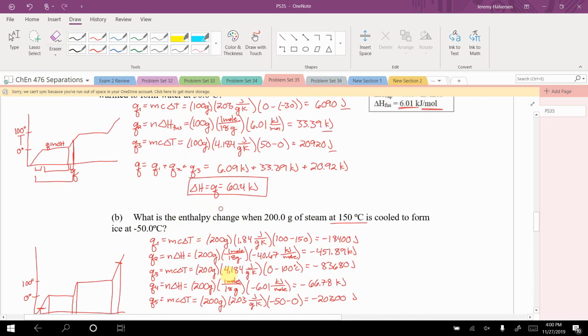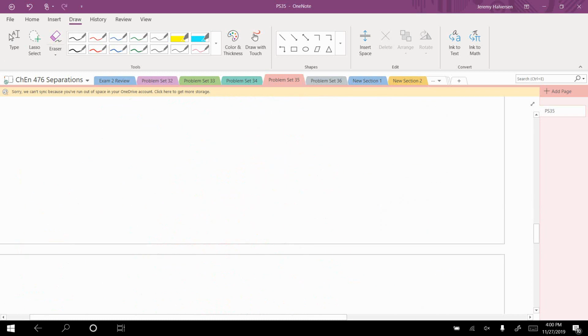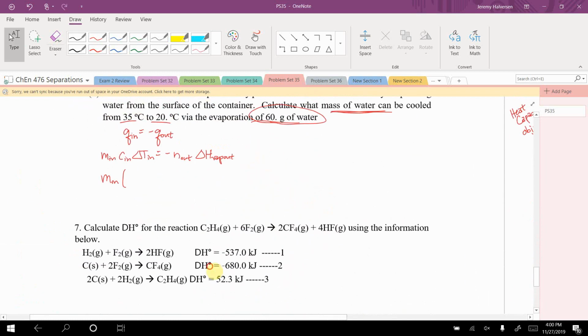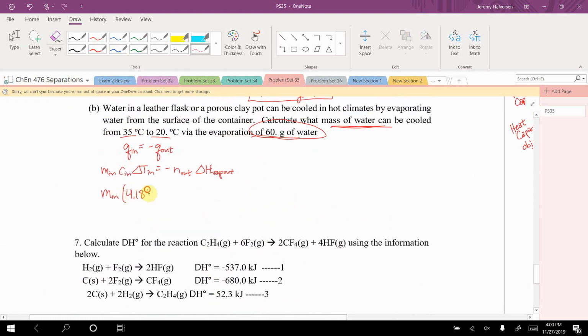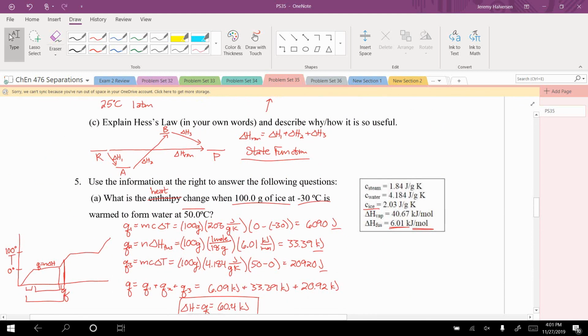It's liquid water, so I'm going to use the specific heat for liquid water, which is 4.184. My change in temperature is final minus initial. That has to equal negative. Do I have my amount of water on the outside? Yeah, it's 60 grams. And I'm going to go ahead and convert that 60 grams to moles because I know that my delta H of vaporization of water is given to me in moles. So that's 40.67.